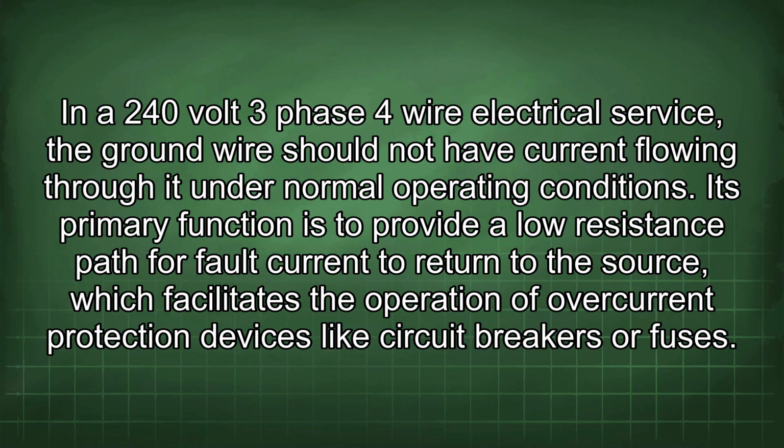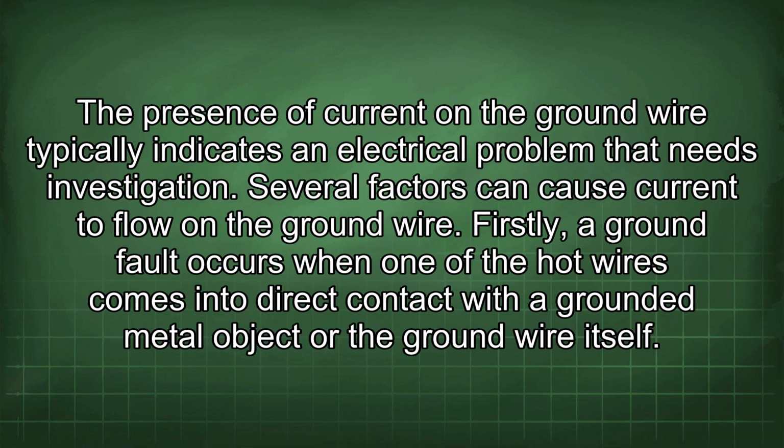In a 240-volt 3-phase 4-wire electrical service, the ground wire should not have current flowing through it under normal operating conditions. Its primary function is to provide a low resistance path for fault current to return to the source, which facilitates the operation of overcurrent protection devices like circuit breakers or fuses. The presence of current in the ground wire typically indicates an electrical problem that needs investigation. Several factors can cause current to flow on the ground wire.